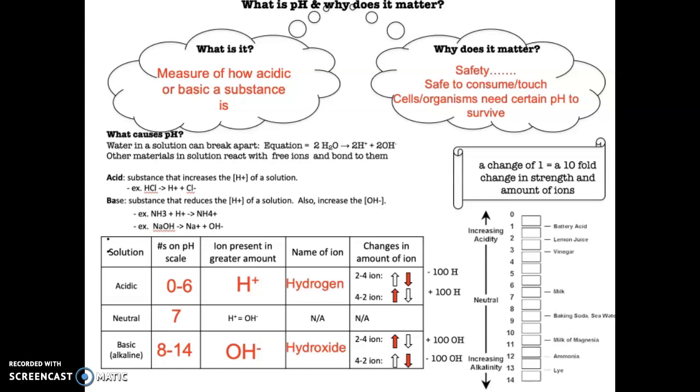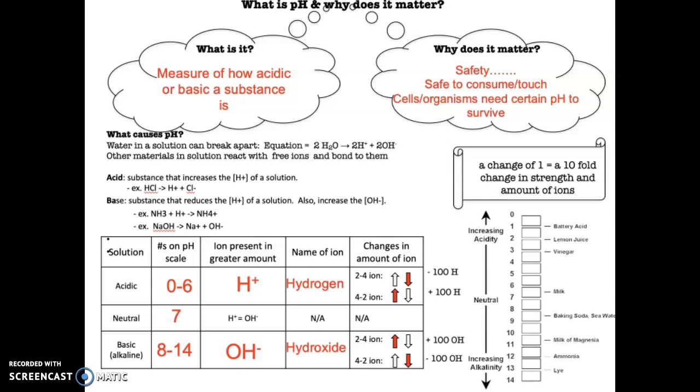So we just need a brief overview on what it means for something to be acidic, basic, or neutral. So water can break apart. Covalent bonds are incredibly strong, but you can still break them. Depending on the broken pieces of water, and the amount of those broken pieces will determine whether an object is acidic, neutral, or basic.